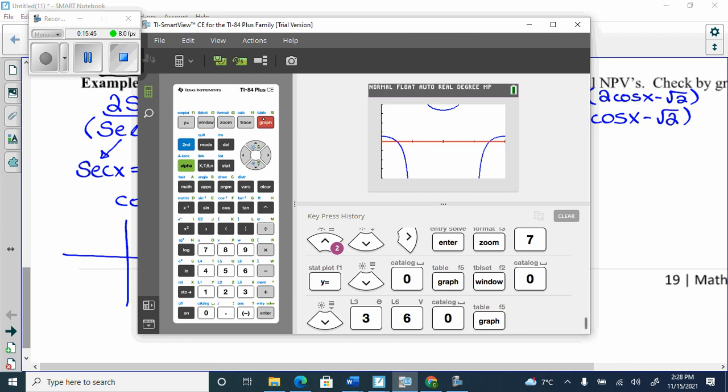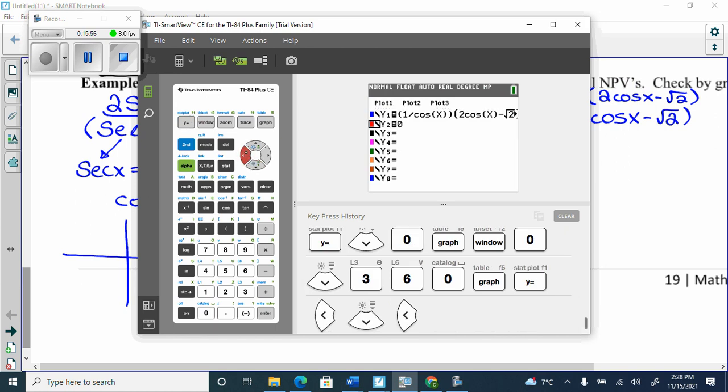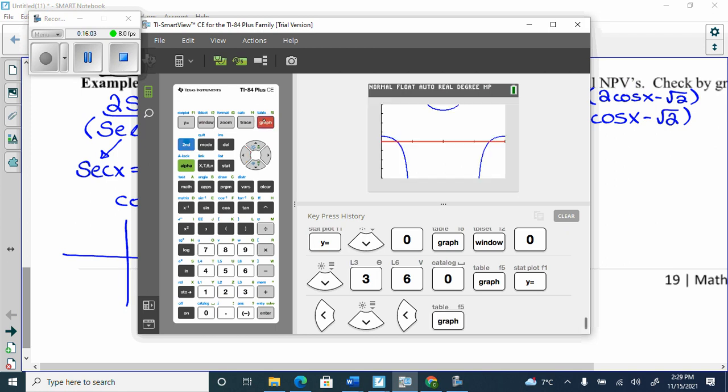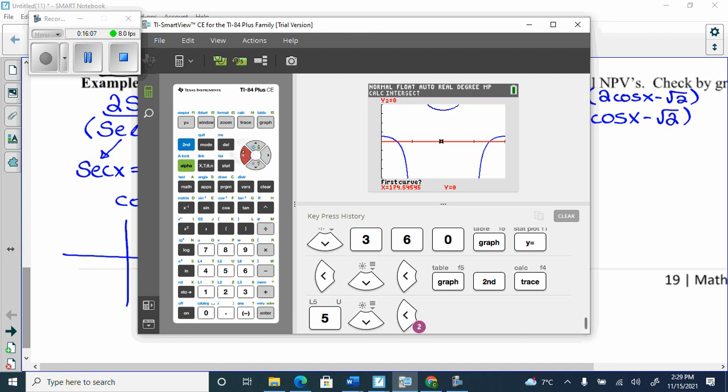So you might want to make your Y2, that 0, thicker so that you can actually see it. I can see it because it's colored, right? But your Y2, remember, you can arrow over to the slash line and hit it once, and it makes it thicker. Remember that? So then I have this graph. So I can go second, trace, intersect, pop down onto that red one, move my cursor over here, and I get enter, enter, enter. So 45 is one of my answers.